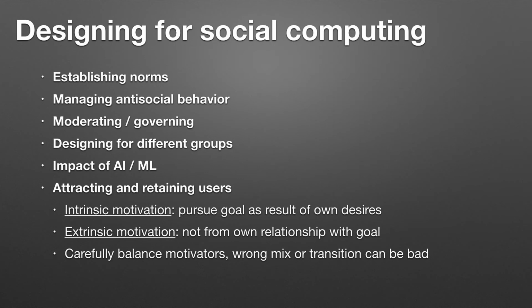You've also got to think about, something we've talked about quite a bit, the antisocial behavior that might occur on social platforms. You've got to think about how you're going to moderate or govern the content, the activity that occurs on the network. And you've got to think about the different users, the different groups of people that are going to use it, and how your algorithms and approaches are going to impact people, right? That's incredibly important.